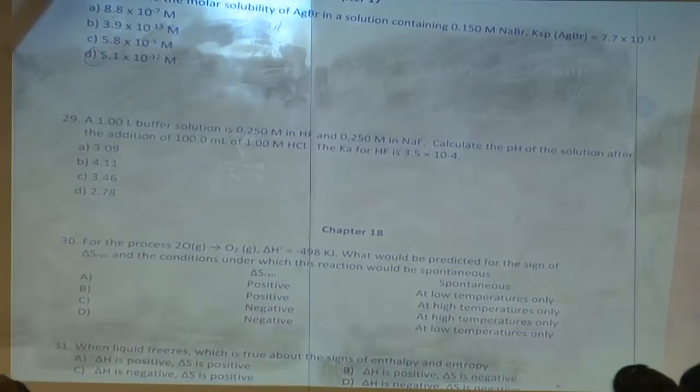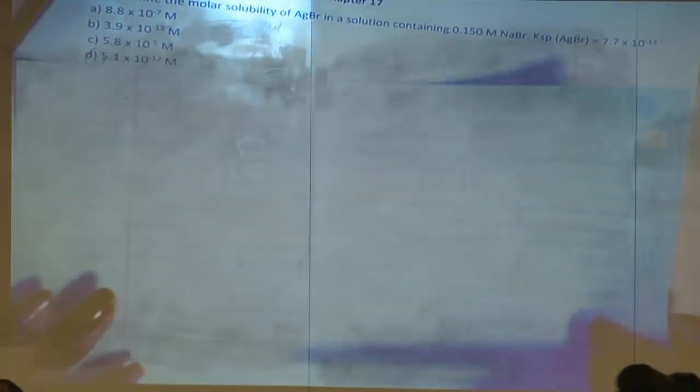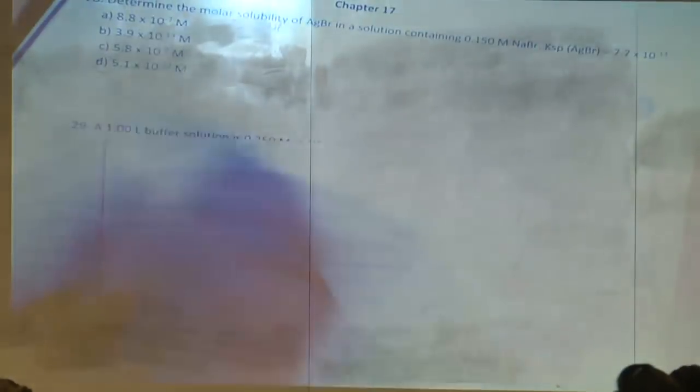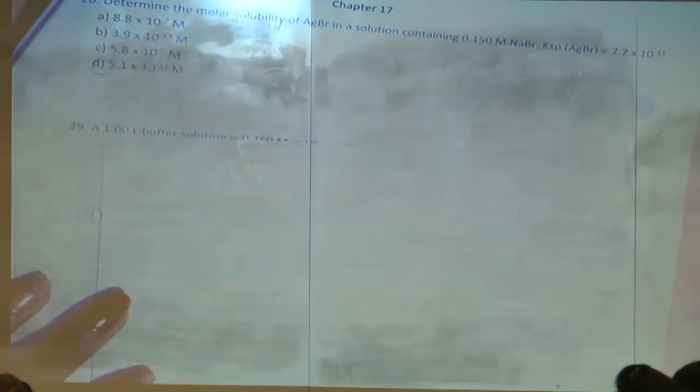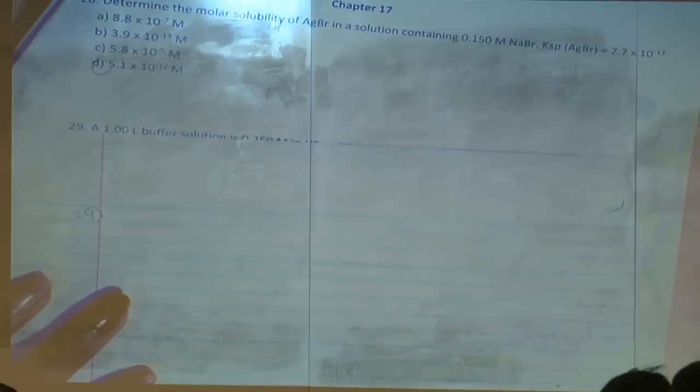Now 19, we have a buffer solution, and we're going to calculate the pH after adding 100 milliliters of HCl. So when you have a problem like this, we're going to look at the buffer.